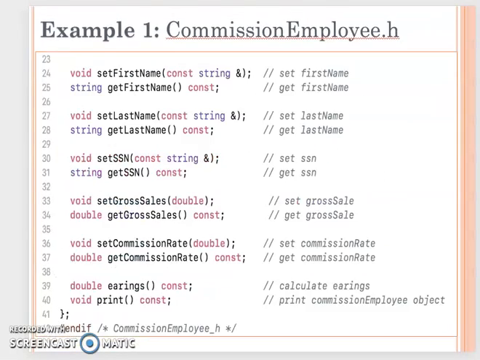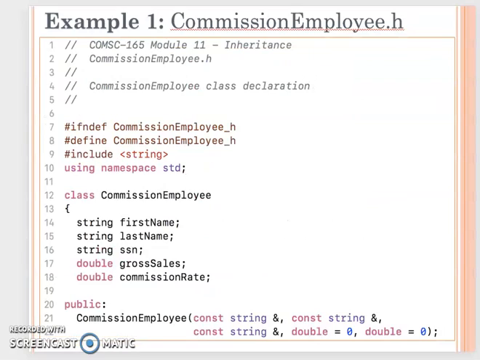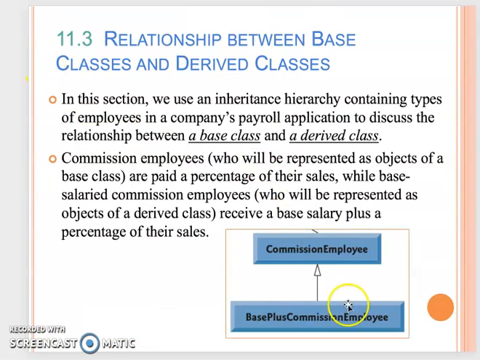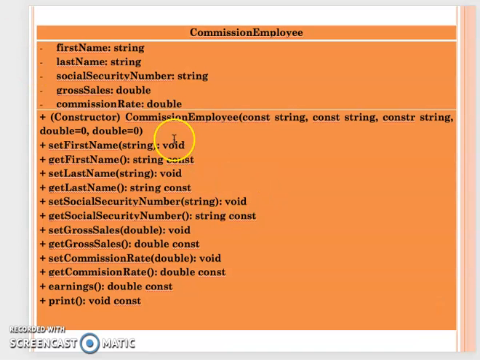Continued, we will show how, after we have the base commission employee class, we demonstrate the inheritance relationship. But before that, I just want to compare, to show you what happens without the inheritance relationship. You see the commission employee here in the UML diagram, right? So we have the first name, last name, social security number, gross sales, and the commission rate.